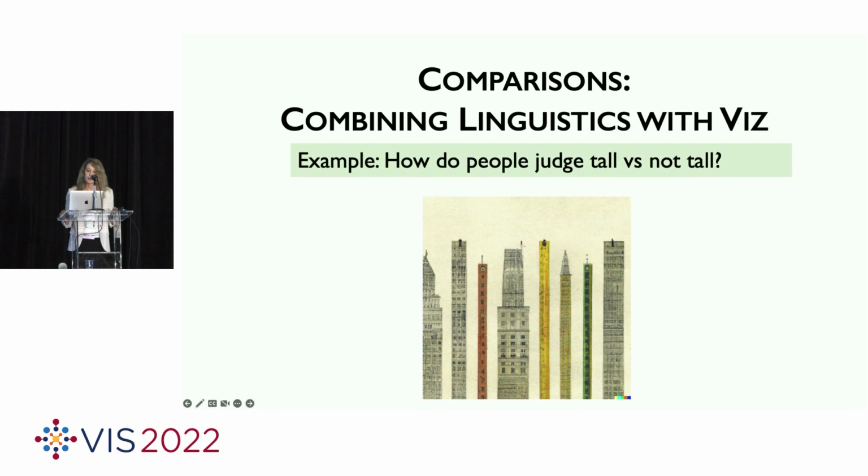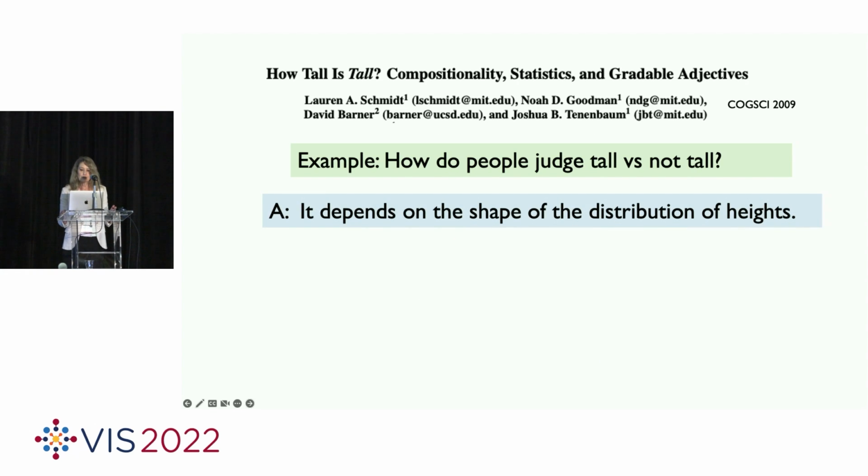So let's take an example of using results from linguistics to inform us about visualization. The example is, how do people decide what the meaning of tall is? What's tall versus not tall? The answer, according to cognitive linguistics, is it depends on the distribution of the data points.